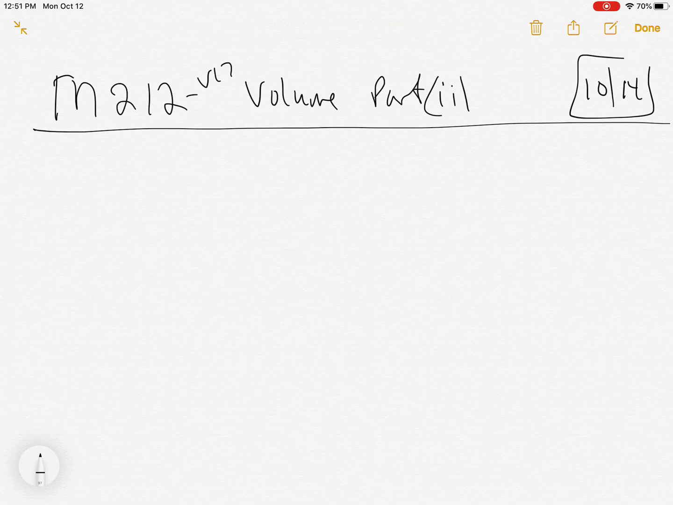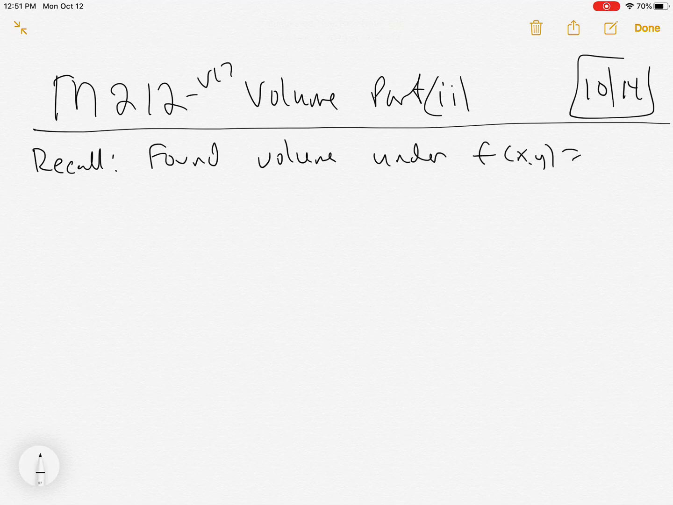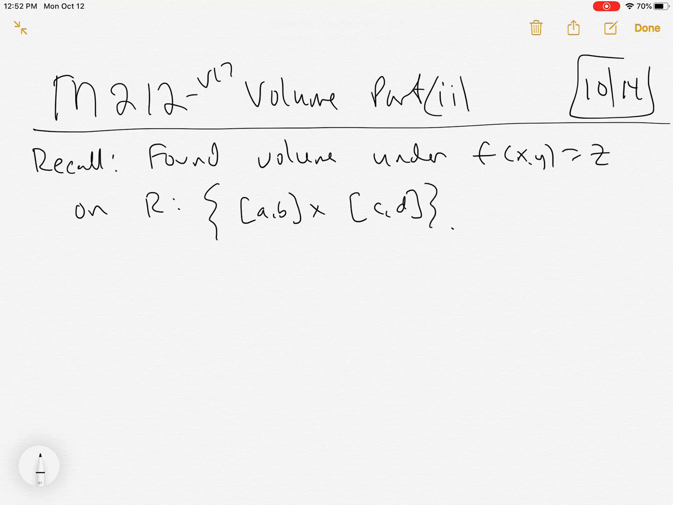All right, we continue on with finding volumes of stuff using integration. And let's recall what we did last time. We found the volume under some surface f of x, y equals z on a region R that was AB cross CD, where AB is on the x-axis and CD is on the y-axis.